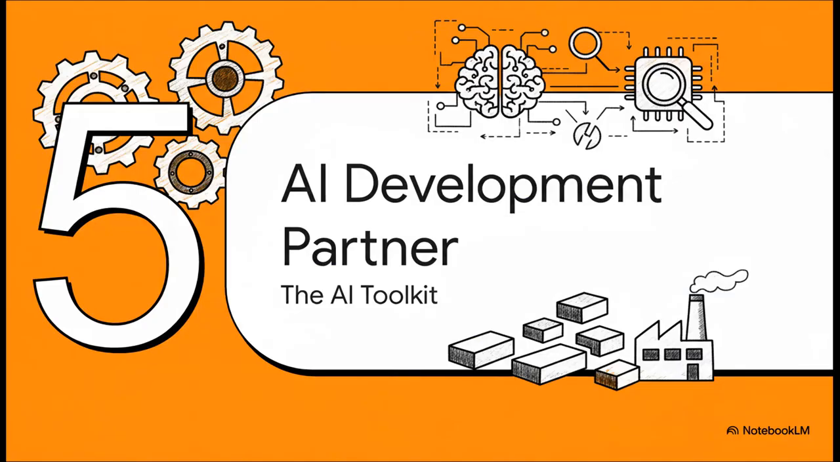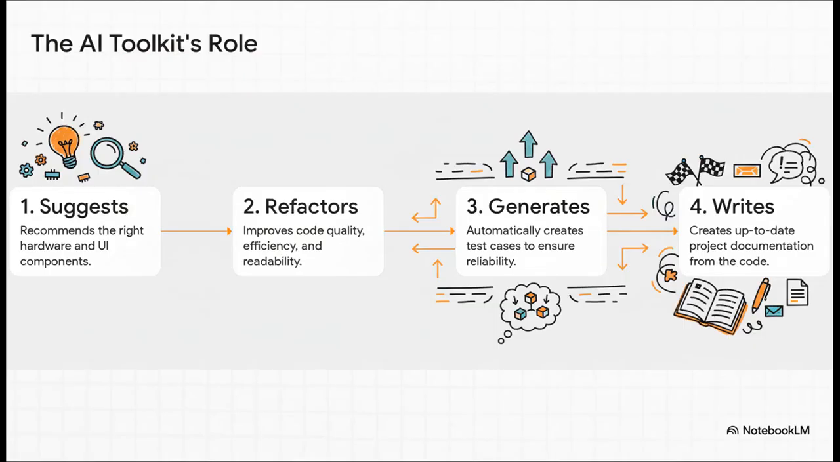Which brings us right to the heart of this whole AI factory idea. We're talking about an AI that isn't just a tool, but a real partner in the development process. So what does this AI partner actually do? Well, it's not just one thing. It's basically a super assistant that's with you every step of the way. It suggests components for you. It goes through your code and cleans it up. It writes its own tests to make sure everything is solid, and it even writes the documentation for you when you're done.